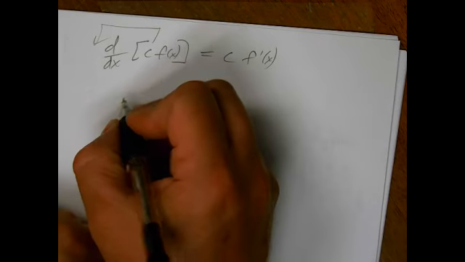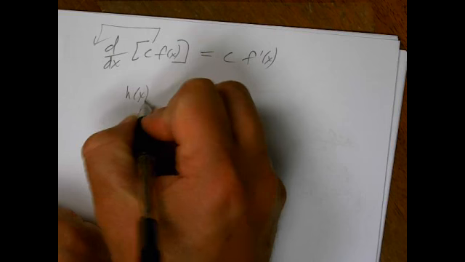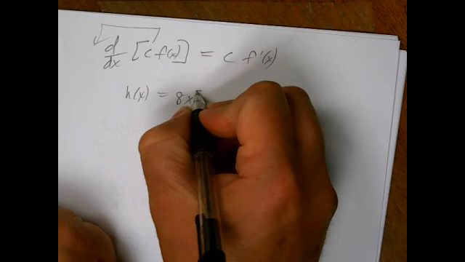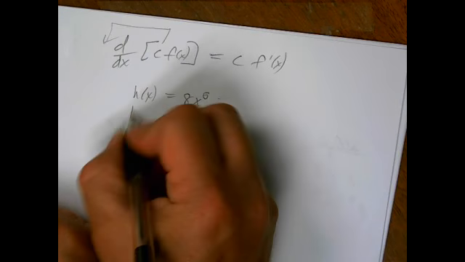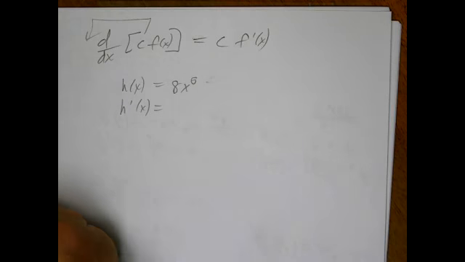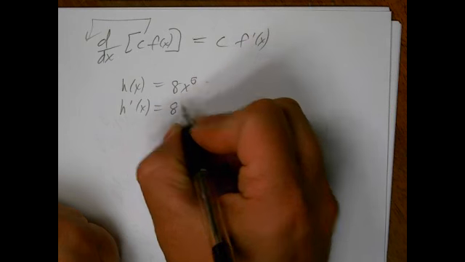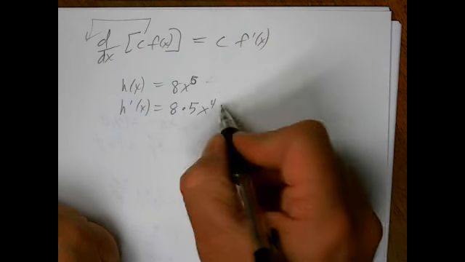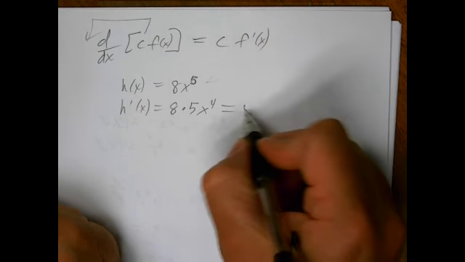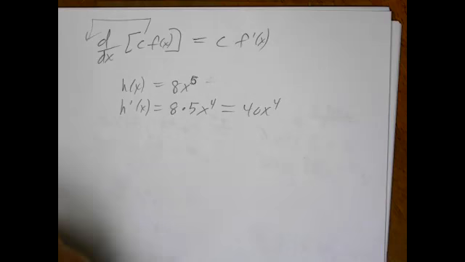So if I had h of x equaling 8x to the 5th, and I want to take h prime, and again, notice I'm switching back and forth from one notation to the next because you need to get comfortable with all of them. That'd be 8 times the derivative of x to the 5th, which is 5x to the 4th. 8 times 5 is 40, 40x to the 4th.